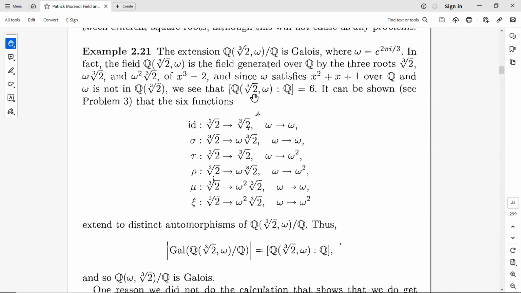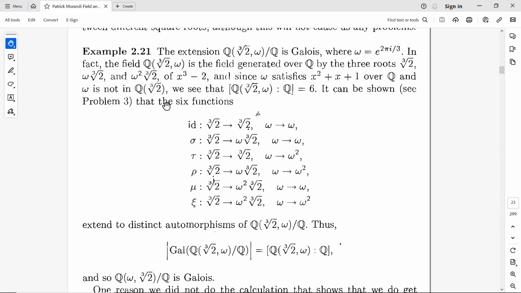Now, what does it mean? It means that we need 6 automorphisms. That is not a theorem so far, but we know it. It's a fact that the degree of the extension should be equal to the number of automorphisms for a Galois extension. Yes? Okay, cool. Fine.